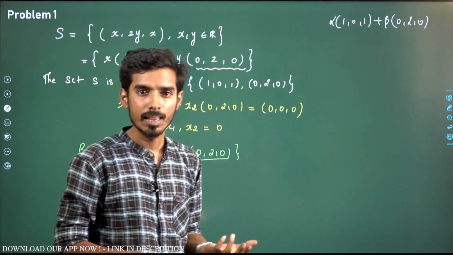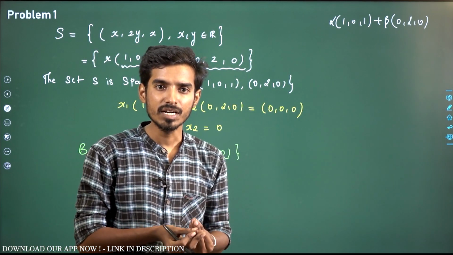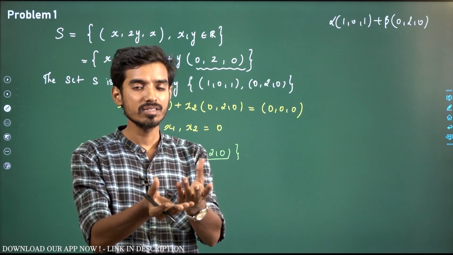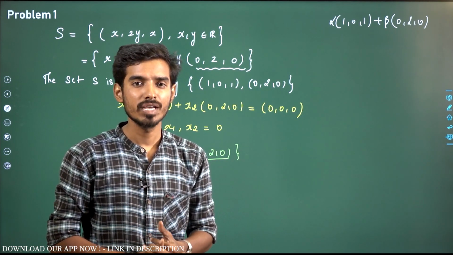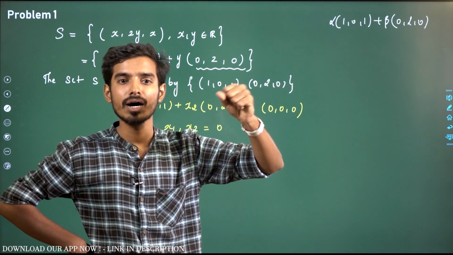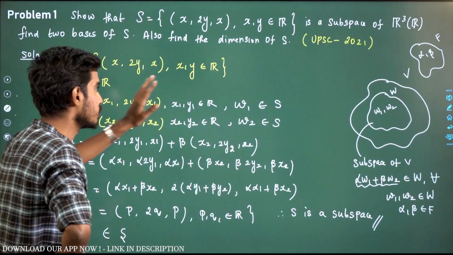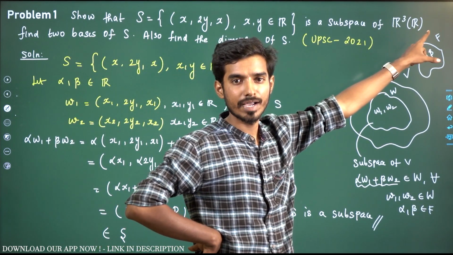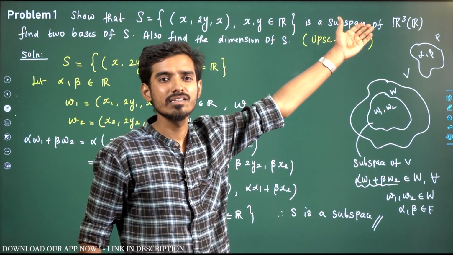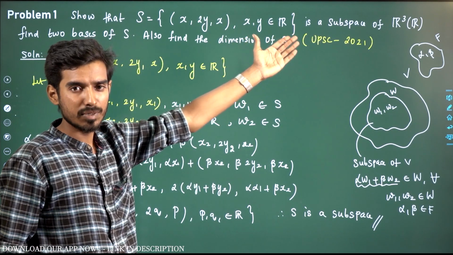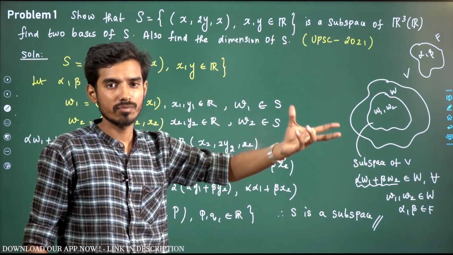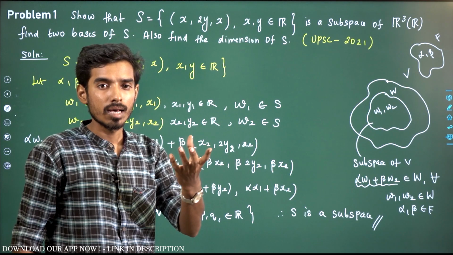We can talk about dimension only if the basis is finite, right? We can talk about dimension only for a finite dimensional vector space. R3 over R is a finite dimensional vector space, with dimension 3. So if it is a finite dimensional vector space, we can talk about the dimension.